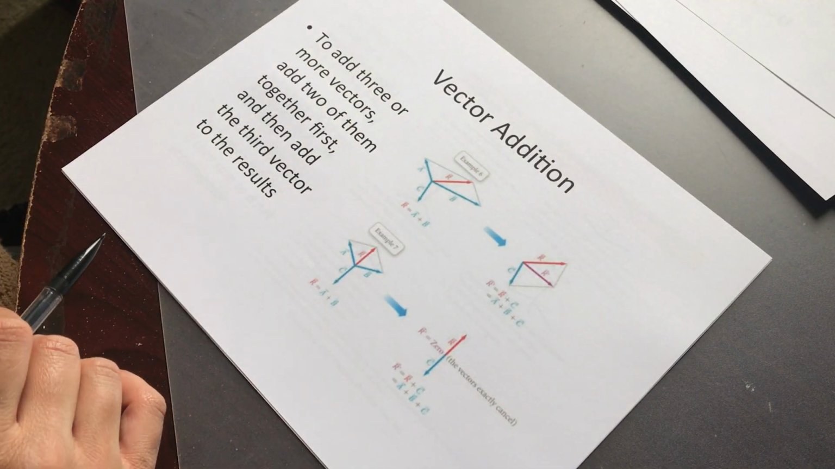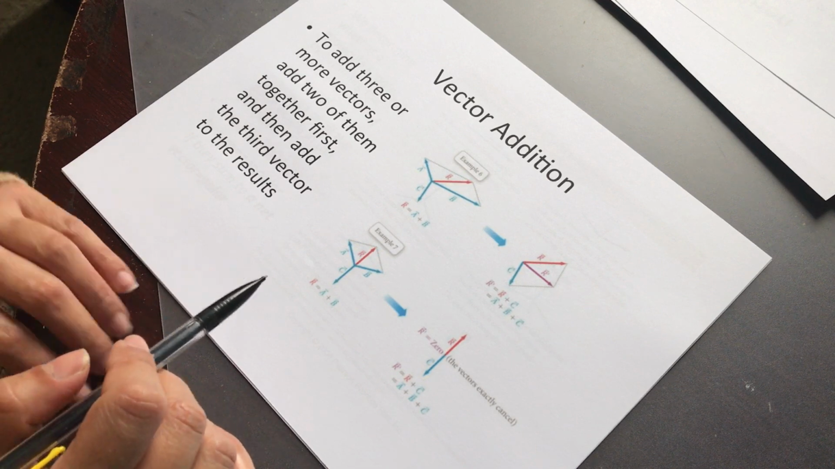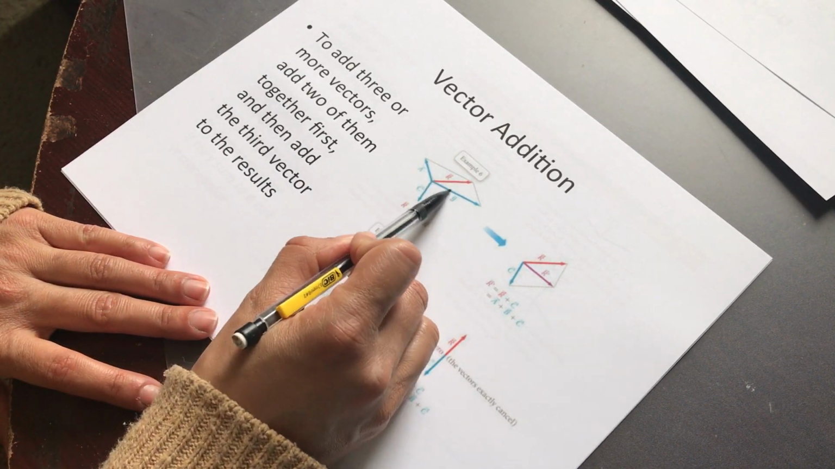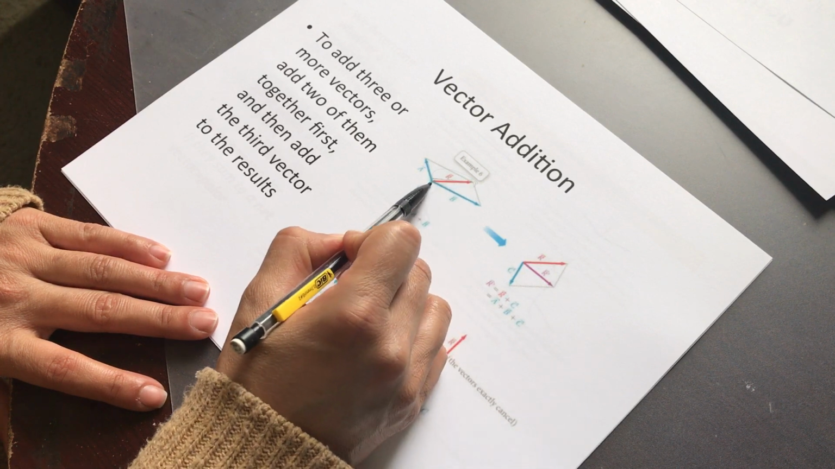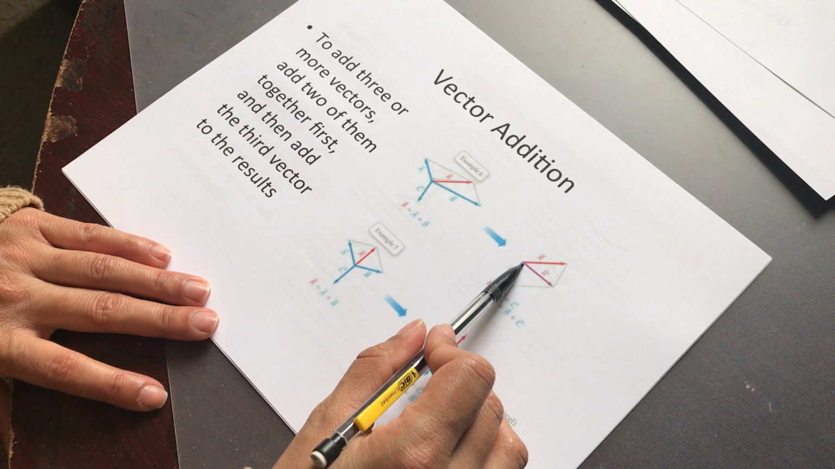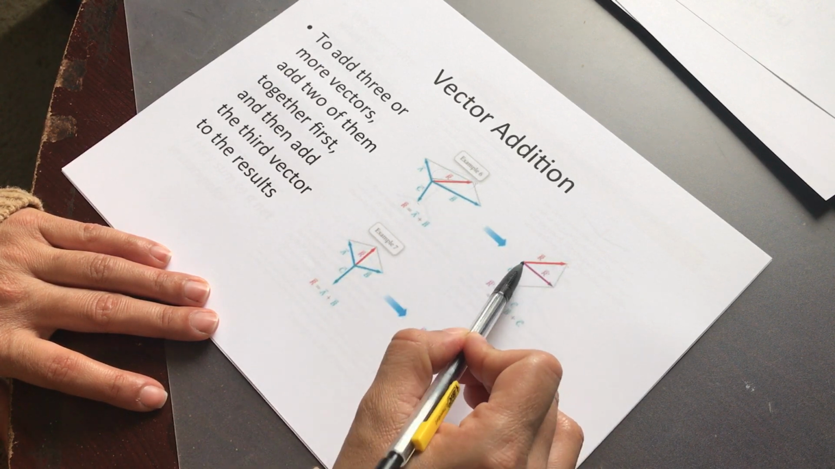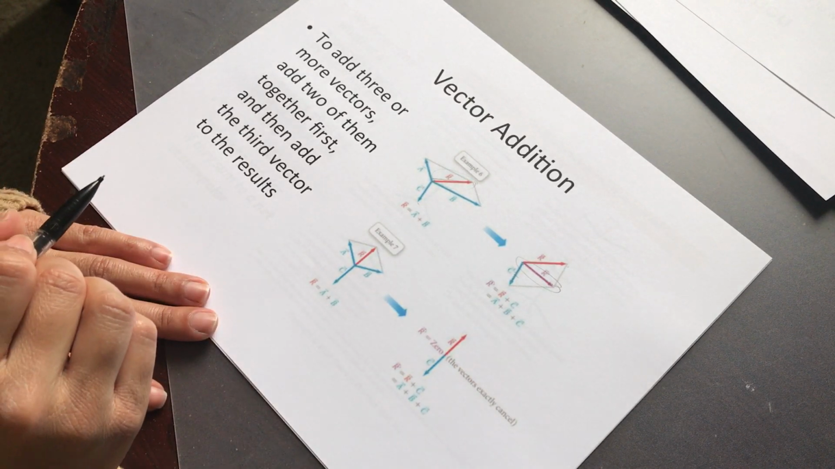To add three or more vectors, add two of them together first, and then add the third vector to the result. So again, we have the A and the B just like before, right? And then they sum up to this R. And then when I have C that's pointing down, that then gets added to the R. So I have my R here and then my C. These sum together to give the middle region right here, my R prime.